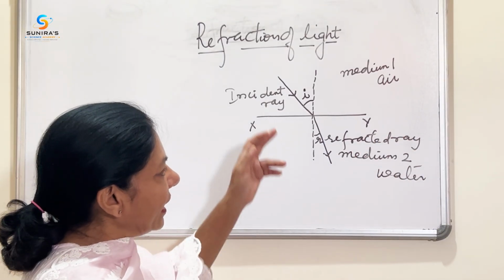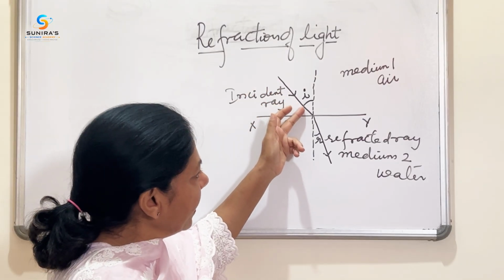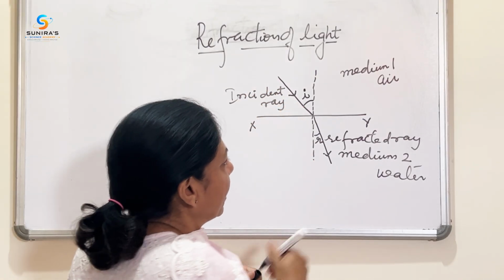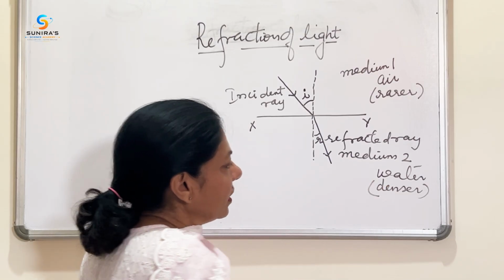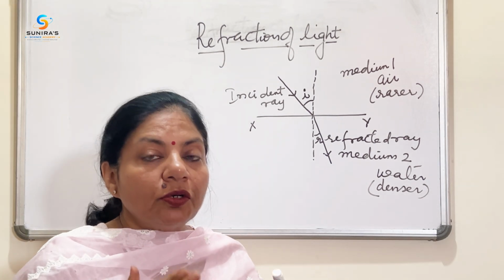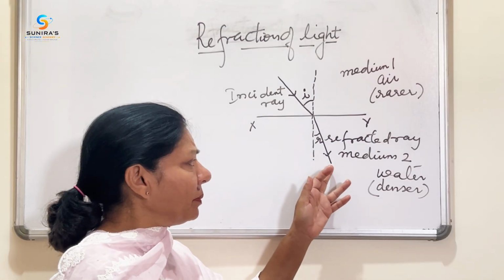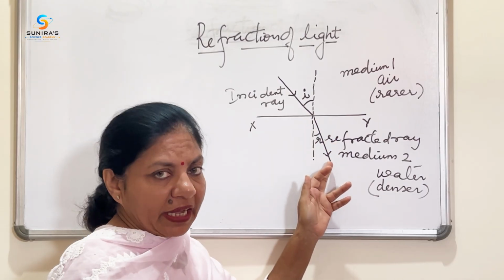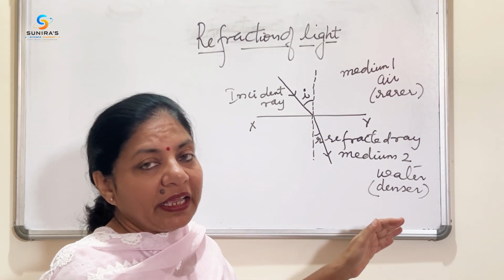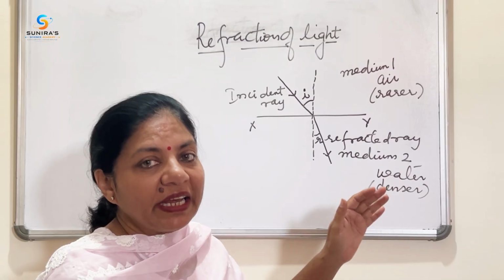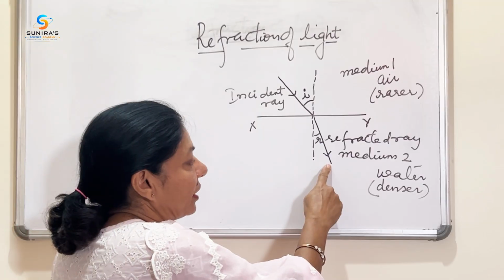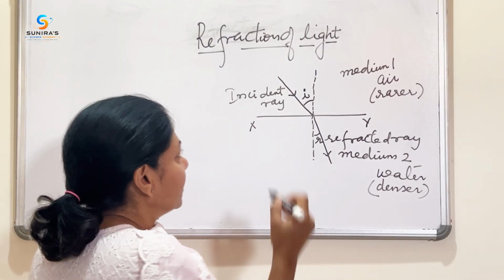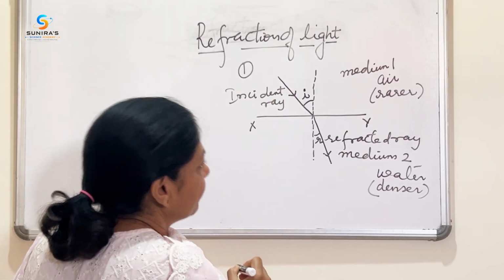Okay, so when the light goes from a rarer medium to a denser medium, that is, we have taken air and water as the denser medium, then the ray of light will bend towards the normal. This is happening because the speed of light decreases in a denser medium, it is less as compared to that of the rarer medium. So it will bend towards the normal. Let us take this as the first case.